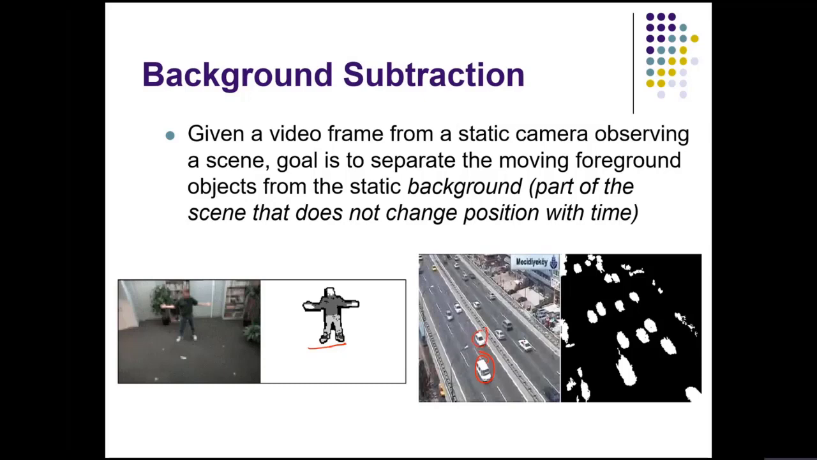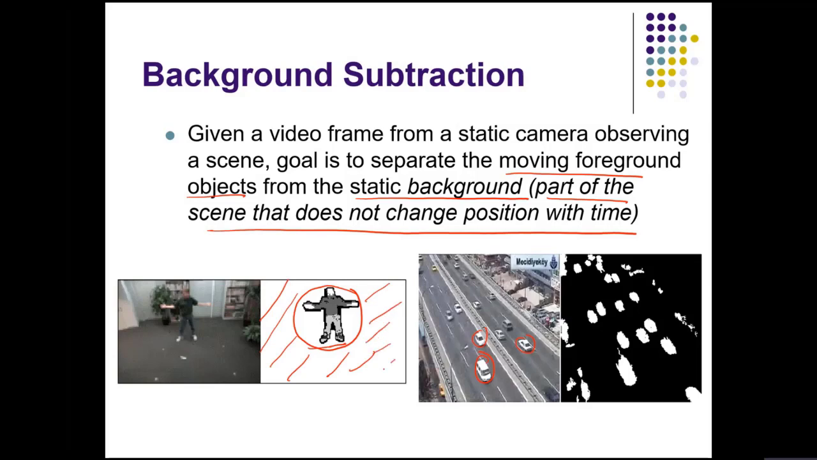This task is popularly known by the term background subtraction, because what we are going to do is basically subtract out the background from the given video scene in order to get the moving foreground region. So we are given a video frame from a static camera observing a scene. Our goal is to separate the moving foreground objects. What we are calling foreground is the moving part, and what we are calling background is the static part, the part of the scene that does not change position with time.